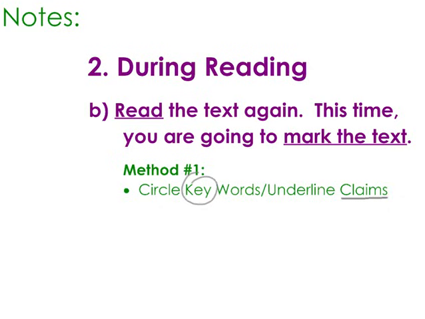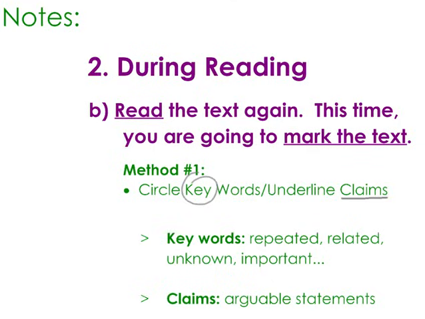Let's have a look at method number one, circling keywords and underlining claims. Keywords are words that are repeated, related to the topic, perhaps something that you don't know, or words that seem important somehow. Obviously, you don't count repeated words like the, but other key vocabulary words that are repeated might be important to your understanding. Claims are arguable statements, statements that someone could argue one way or another, and they might be backed up by statistical evidence, anecdotes, or expert testimony. This method is really good if you're trying to understand an argument.